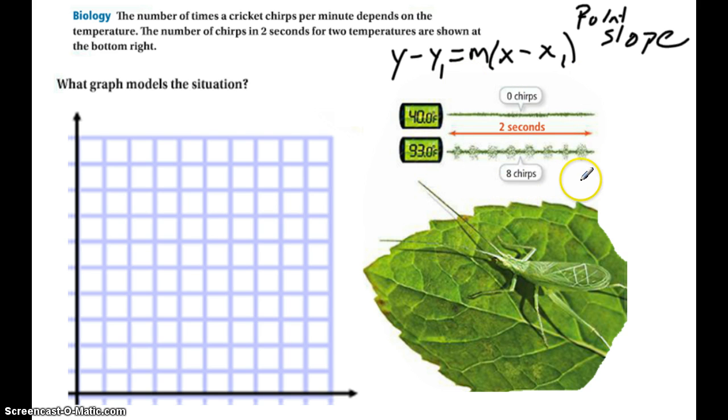We're going to take those 2 points, find the slope, use one of the points and the slope to draw the graph, and then answer some questions further on down the road. Let's go ahead and read. The number of times a cricket chirps per minute depends on the temperature. The number of chirps in 2 seconds for 2 temperatures are shown at the bottom right. So at 40 degrees, there were no chirps over a 2-second period, and when it was 93 degrees, there were 8 chirps over a 2-second period.